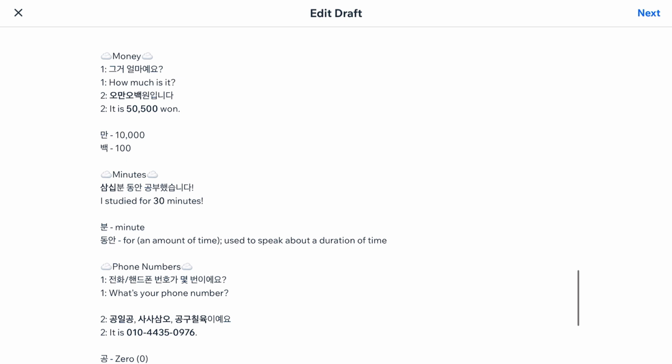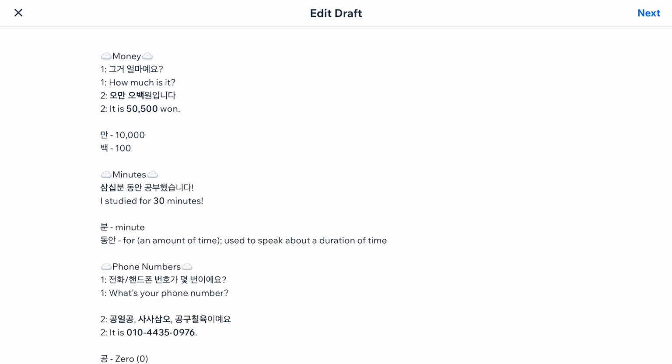So money as well. I have a little dialogue example for this one. 그거 얼마예요? How much is it? How much is this or that? It is 50,500 won. So 10,000 is man. 5만 is 50,000. So 5 times 10,000, 5만. And then 500, we have 5 times 100, 500. 5만 500원입니다. And there should be a space there, between man and the rest.